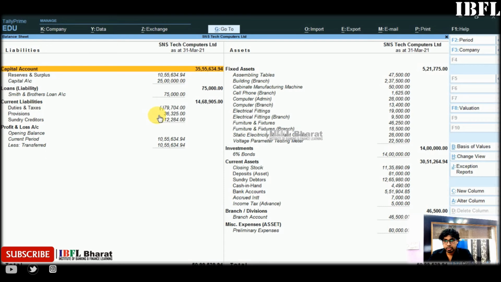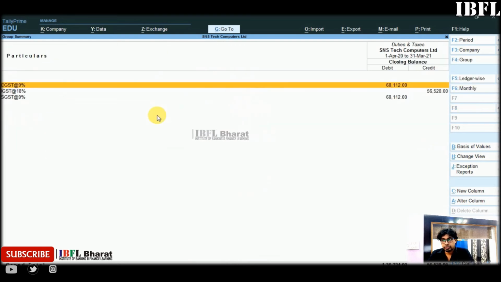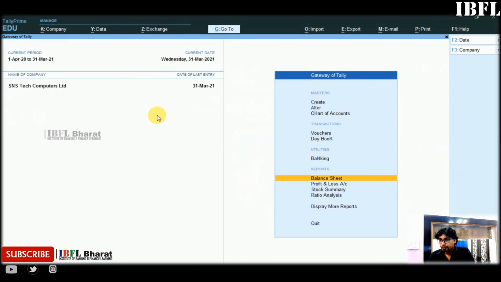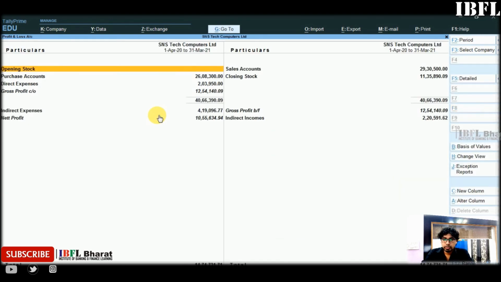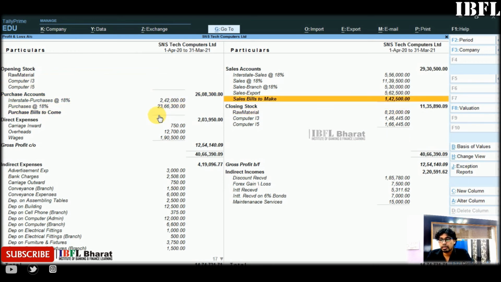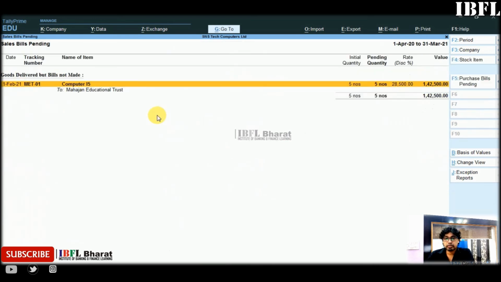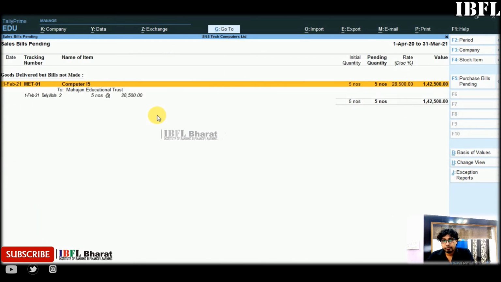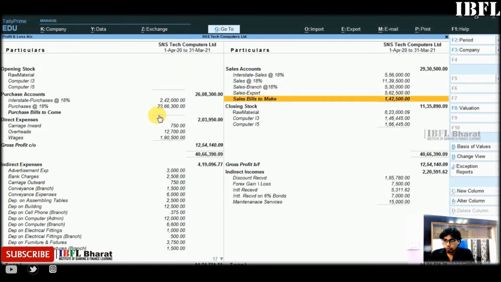Duties and taxes is showing here as our CGST, IGST, whatever we have to pay or whatever we have to take refund of, we have to file the return of this. And then we are going to the profit and loss account. Here the status is that there is no bill to come, but there is a bill to make for Mahajan Educational Trust, to which we had delivered the goods without an order. Maybe, since it is an educational trust, we are delivering these goods free of cost. Okay, so this will be made clear.